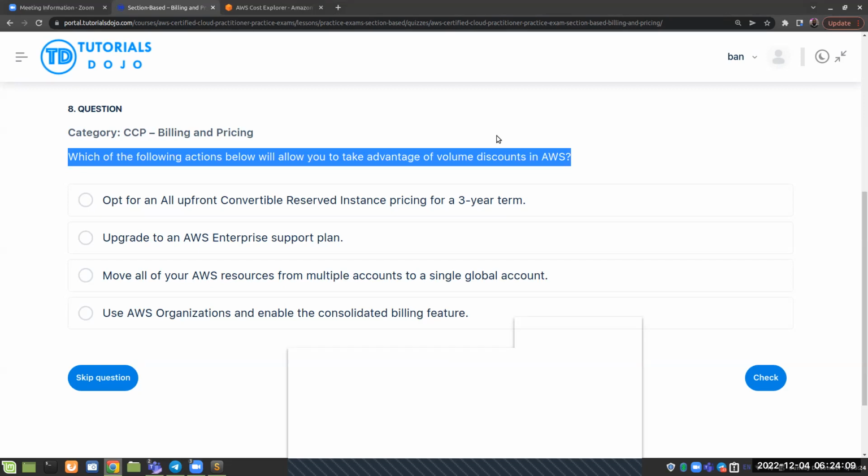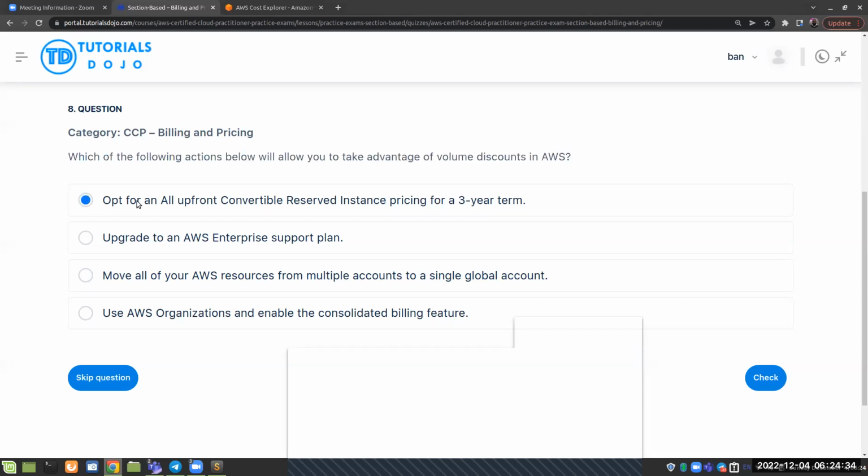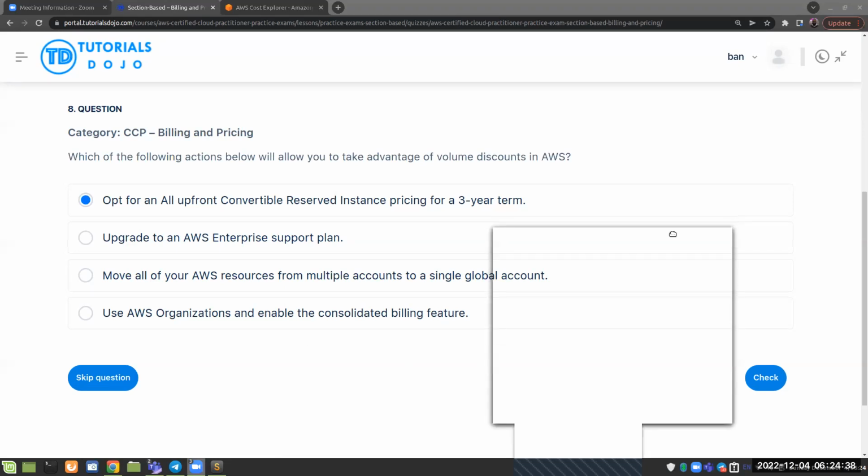Volume discount. Take advantage of volume discounts in AWS. Which one will it be? A, opt for all convertible instance pricing for a period of time.